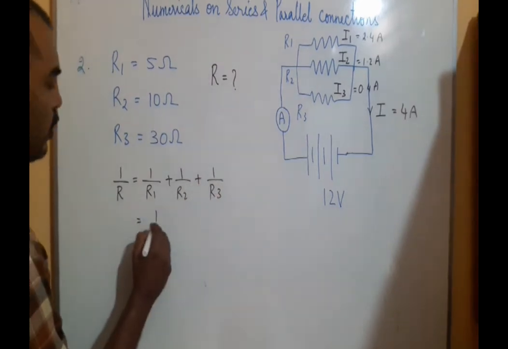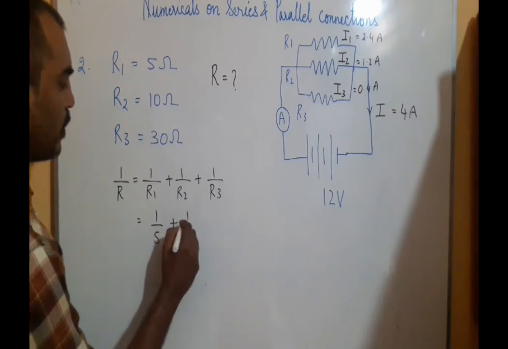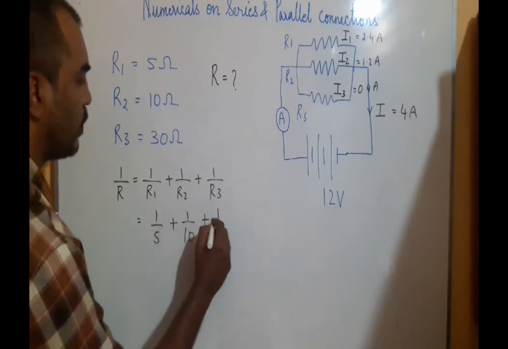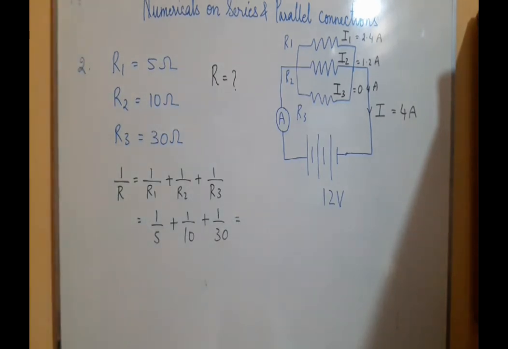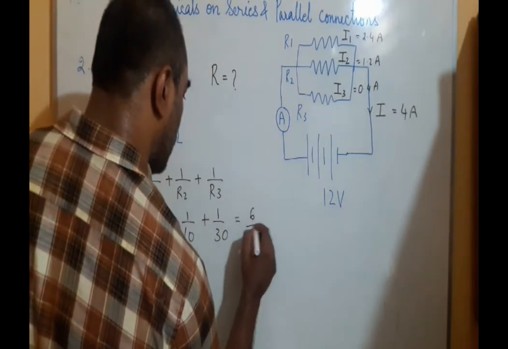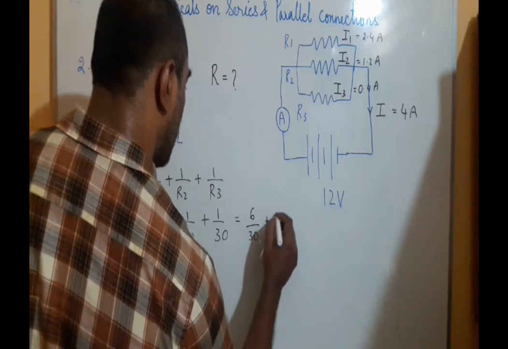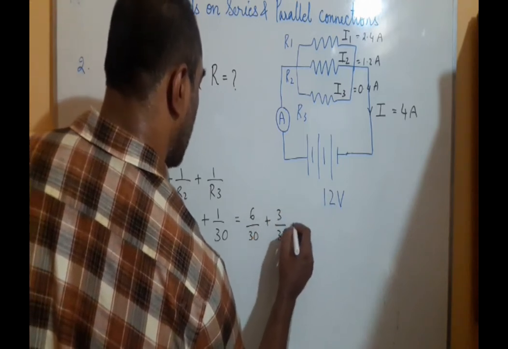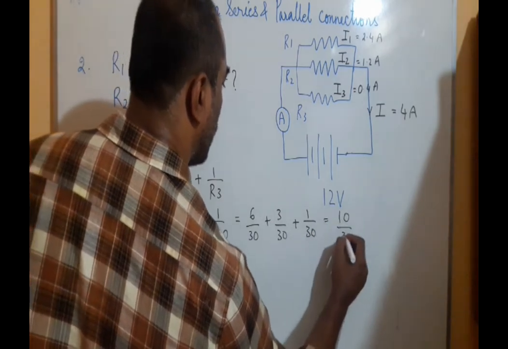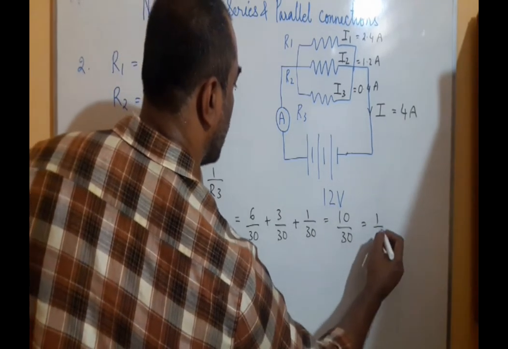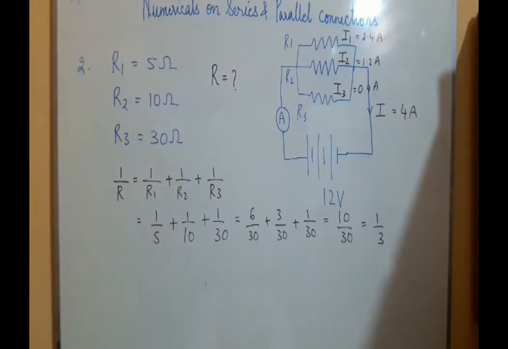So we have 1 upon 5 plus 1 upon 10 plus 1 upon 30 equal to, how will we solve it? We will look at the LCM. What is the LCM of 5, 10 and 30? It's 30. So we have 6 upon 30 plus 3 upon 30 plus 1 upon 30 equal to 10 upon 30, equal to 1 upon 3.